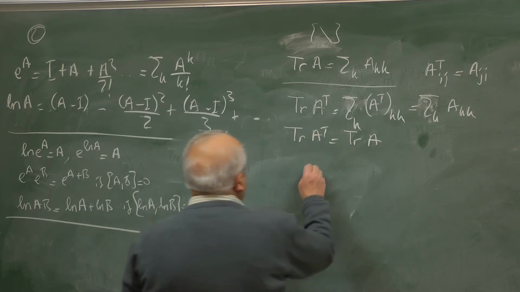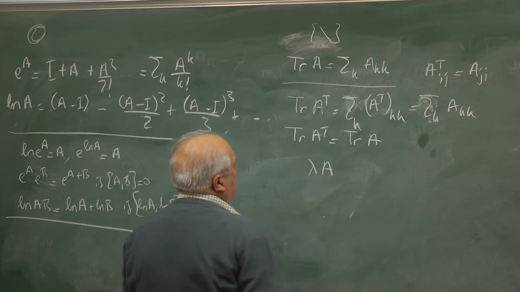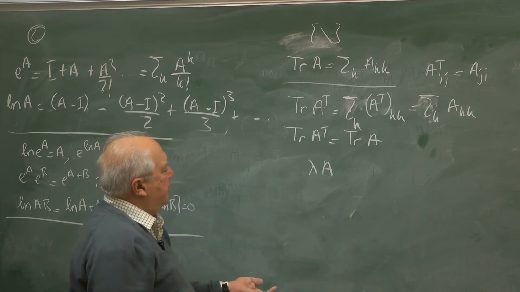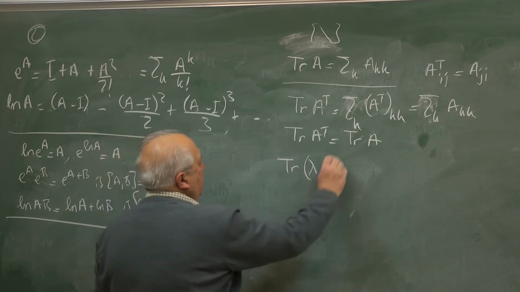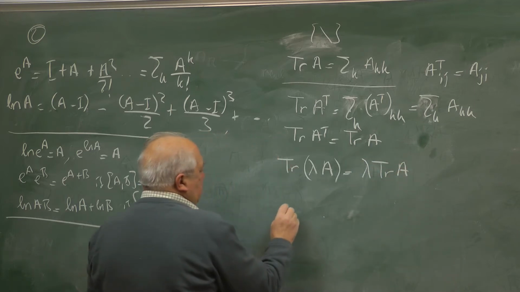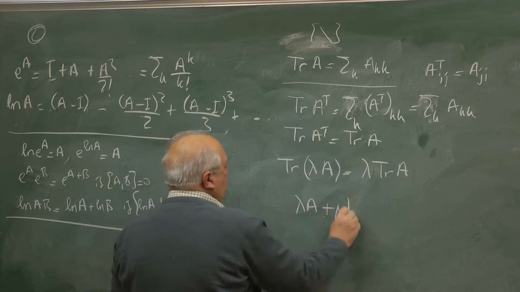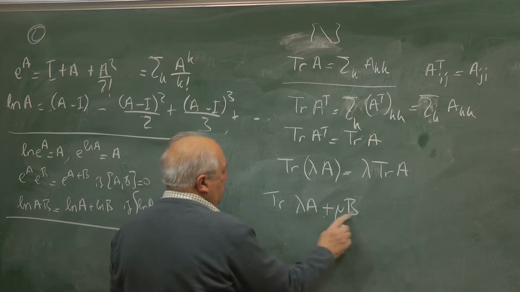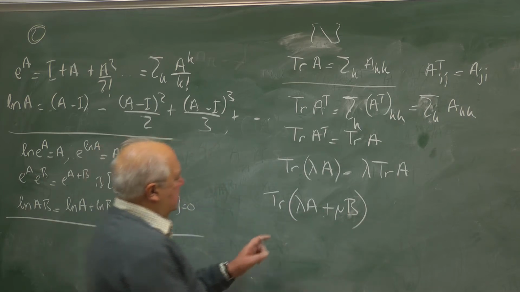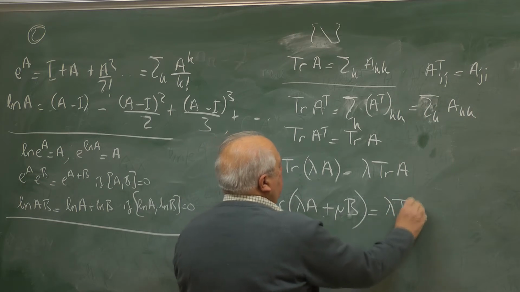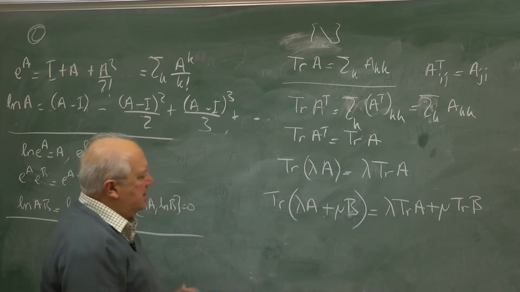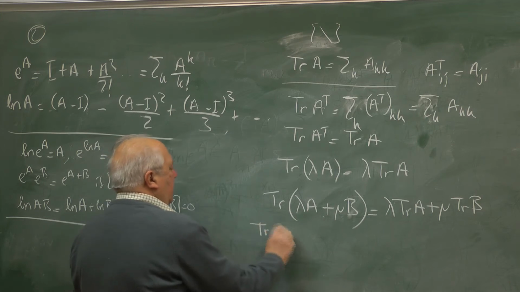Another thing is, if you multiply a matrix by a scalar lambda, real or complex, lambda multiplies every element of A. So if you take the trace, it is simply lambda times trace A. That means if you consider lambda A plus mu B, where A is a matrix, B is a matrix, lambda and mu are constants, trace of lambda A plus mu B is lambda trace A plus mu trace B. Therefore, trace is a linear operation.